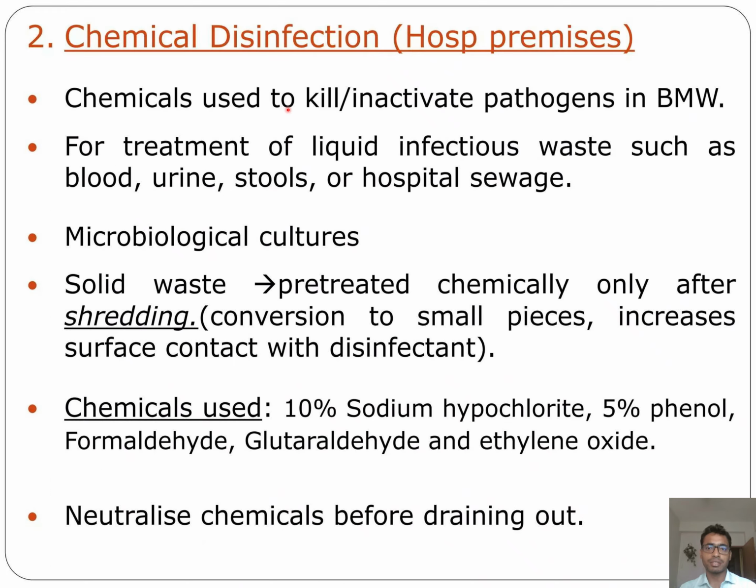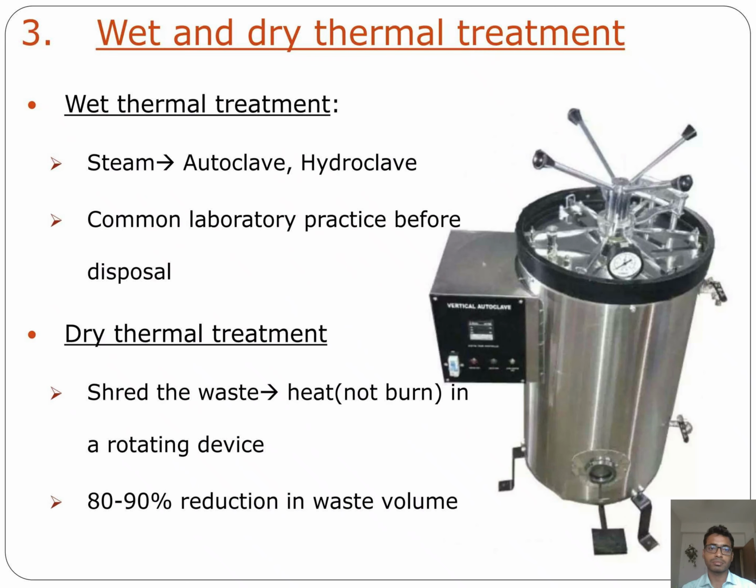Then chemical disinfection. Chemicals are used to kill or inactivate pathogens for treatment of liquid infectious waste such as blood, urine, stool, or hospital sewage. Microbial cultures and solid waste are pre-treated chemically only after shredding. Conversion to small pieces increases surface contact with the disinfectant. Chemicals used include 10% sodium hypochlorite, 5% phenol, formaldehyde, glutaraldehyde, ethylene oxide. Then neutralize the chemical before draining out.